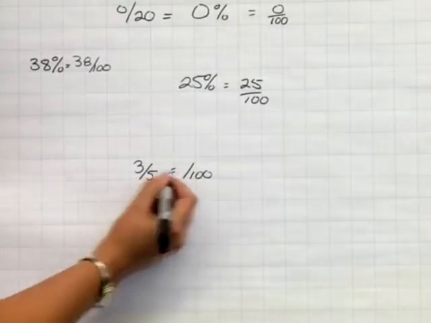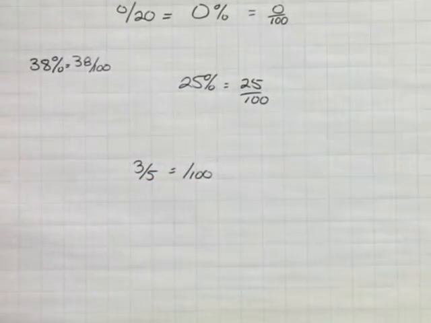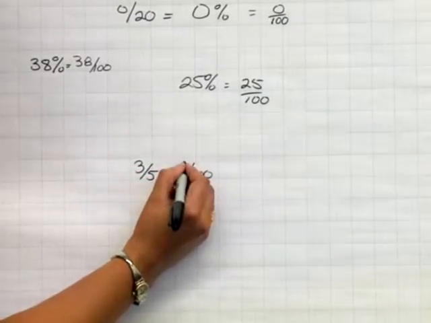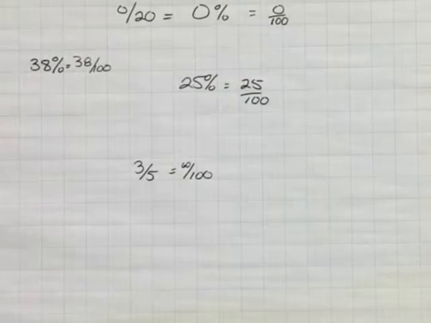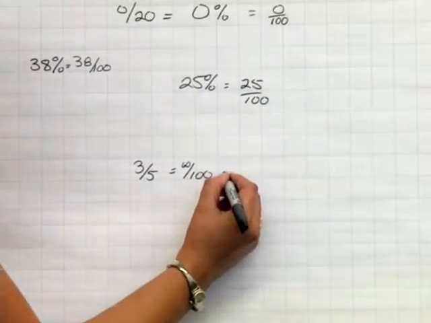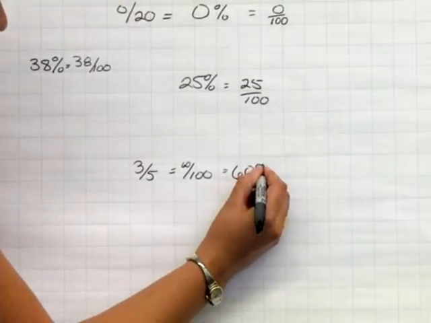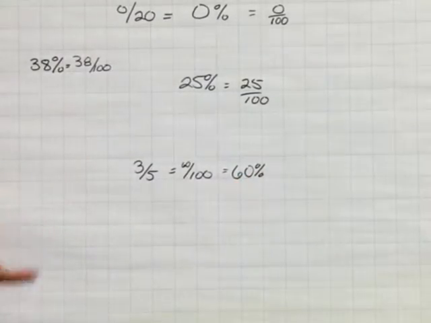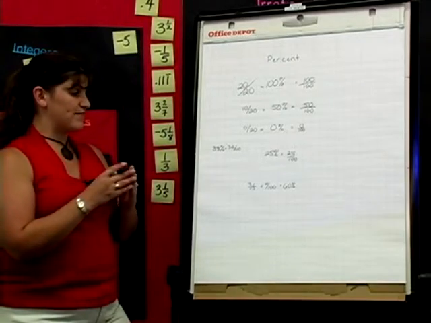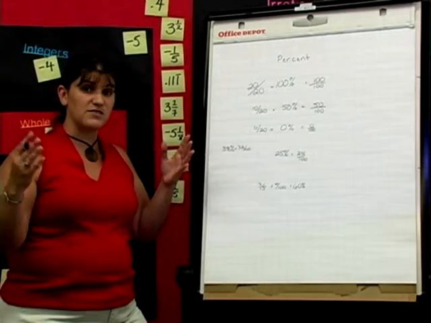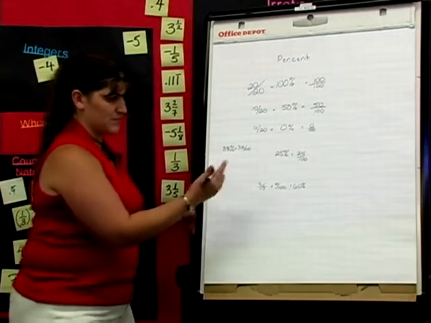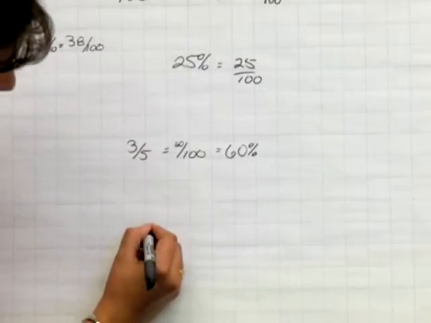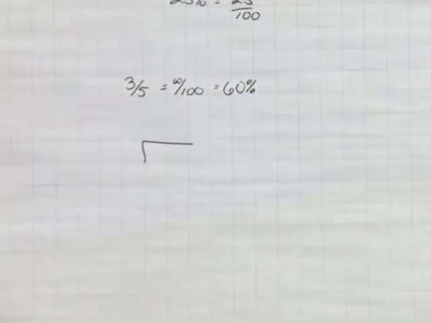So 5 times 20 is 100. We do the same to the numerator. 3 times 20 is 60. So 3/5 is equal to 60 over 100, which is equal to 60%. That's one way you can do it, is by finding the ratio, just enlarging the fraction. But I want to show you how to do this where we're dividing. So 3/5. Let's set this up as a division problem.